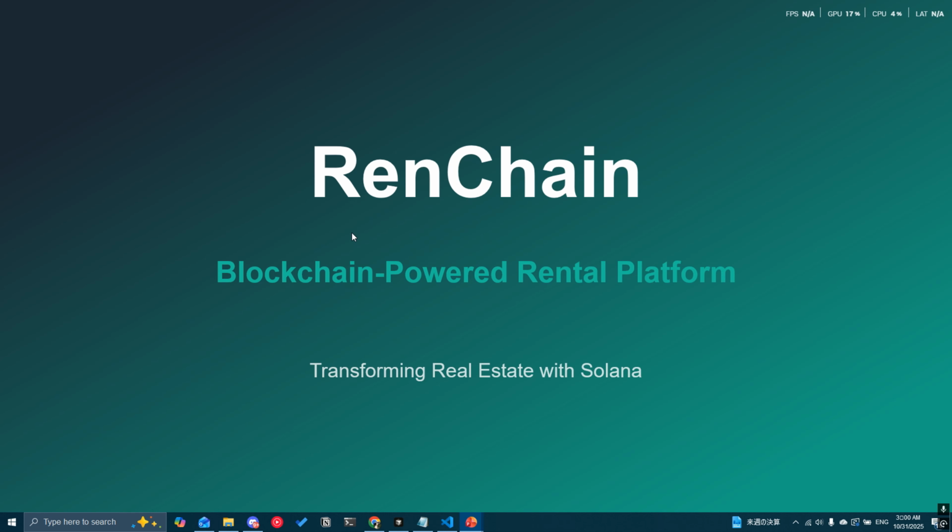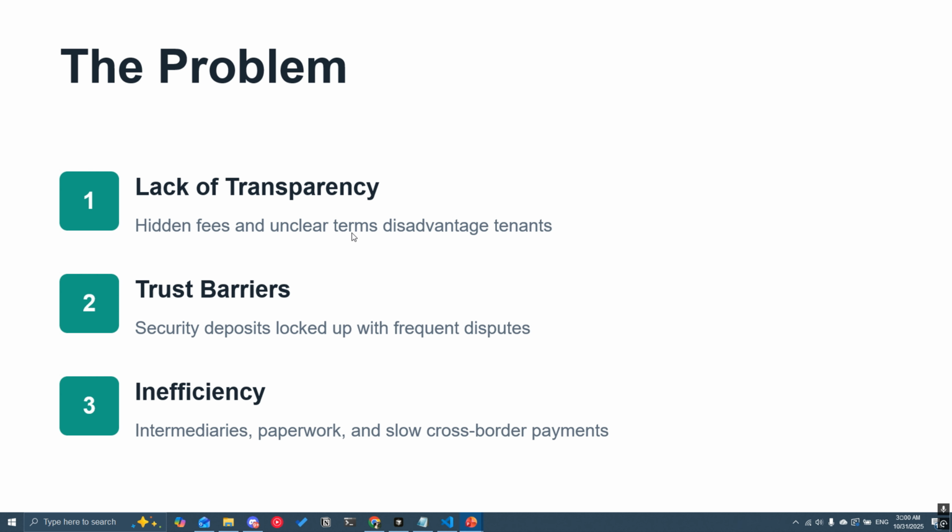To present my work, RentChain, a blockchain-powered rental platform that's solving real-world problems in the real estate industry. So today, the rental market faces three critical challenges.